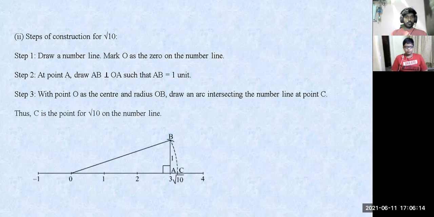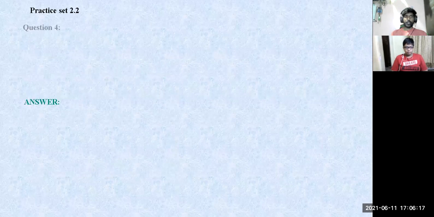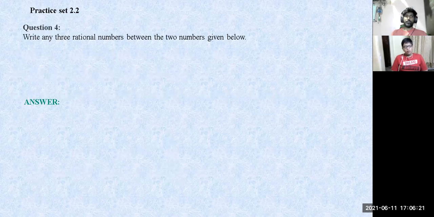Okay, so let's move on to practice set 2.2, question number 4. Question number 4 says, write any three rational numbers between the two numbers given below. So two numbers will be given to you. Between those two numbers, you have to write any three rational numbers.